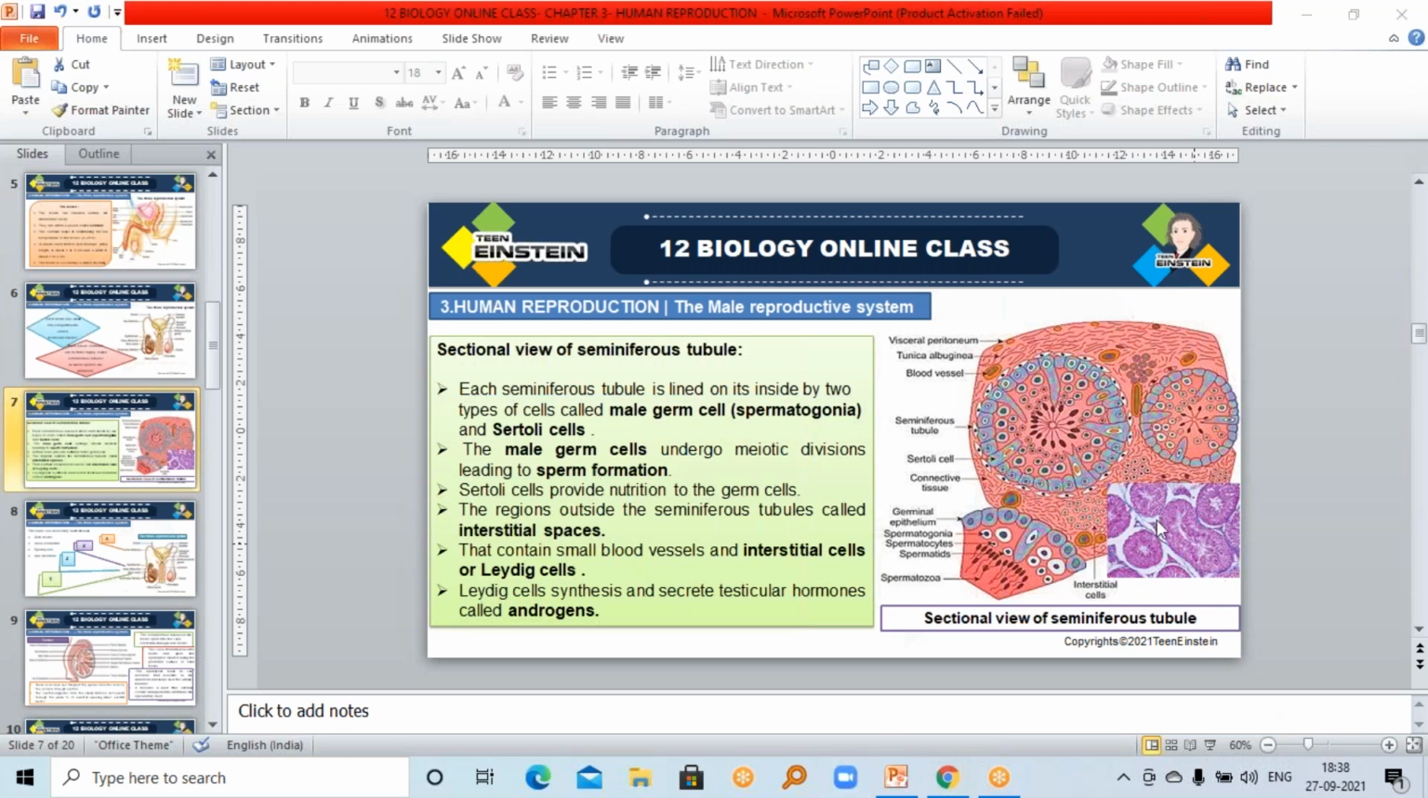And here you can see the region outside the seminiferous tubule. Here you can see this is one seminiferous tubule and this is another one, and here this is another seminiferous tubule. The region outside the seminiferous tubule is called the interstitial space in between. Okay, here a purple color portion you can see.